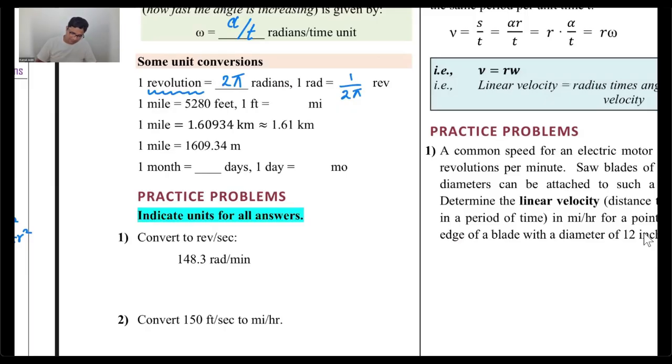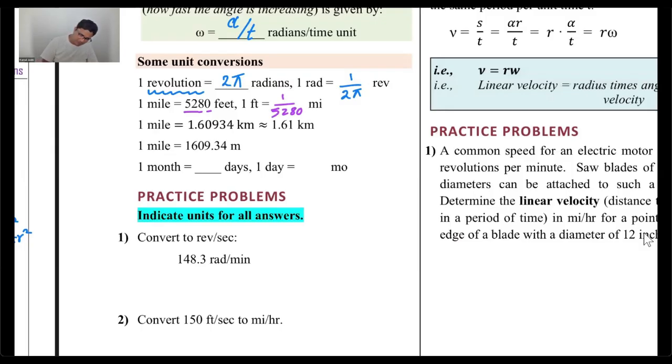And then there are some other units which are commonly used. I just wanted to mention here, so if you can remember them off the top of your head, it is useful. 1 mile is 5,280 feet. So 1 foot would be 1 over 5,280 miles. That is unit of length conversion.